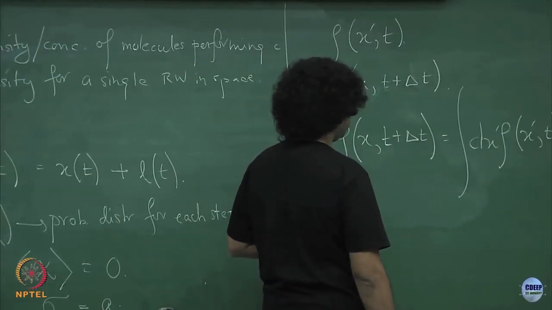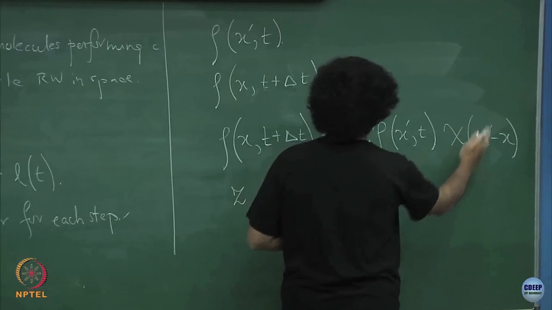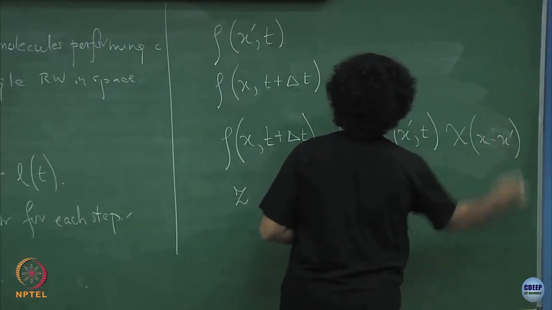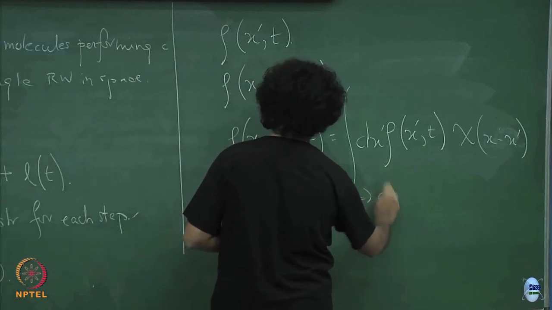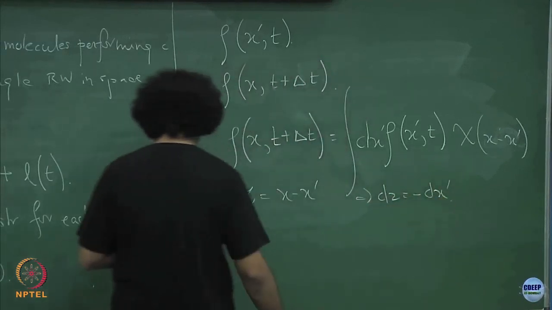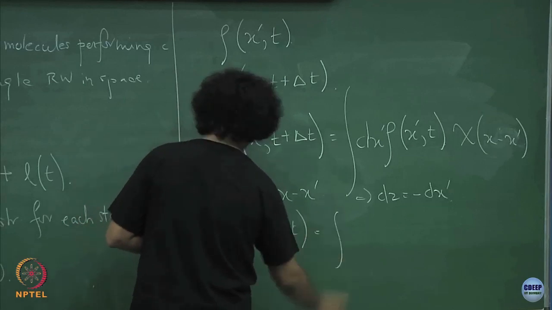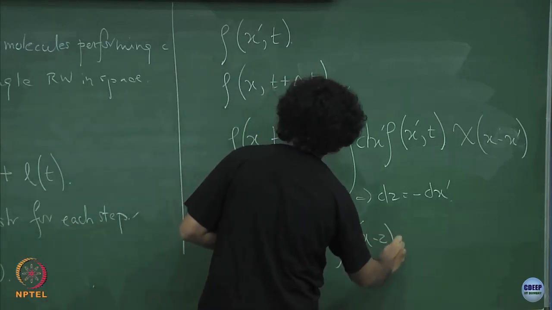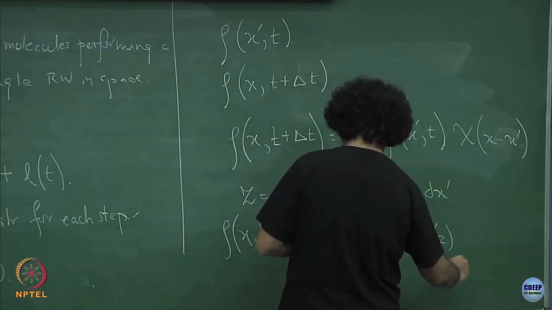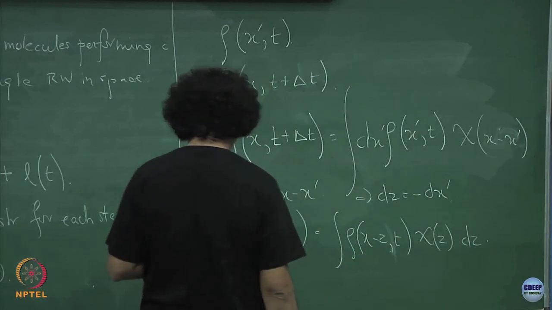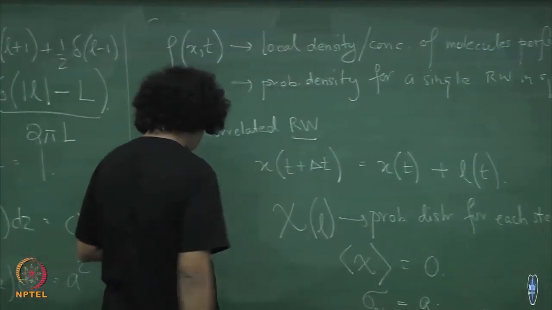So now let me do some change of variables. Let me call z as x minus x prime. So dz is minus dx prime. Then rho of x, t plus delta t is equal to the integral of rho of x minus z comma t, chi of z, dz, from minus infinity to infinity.